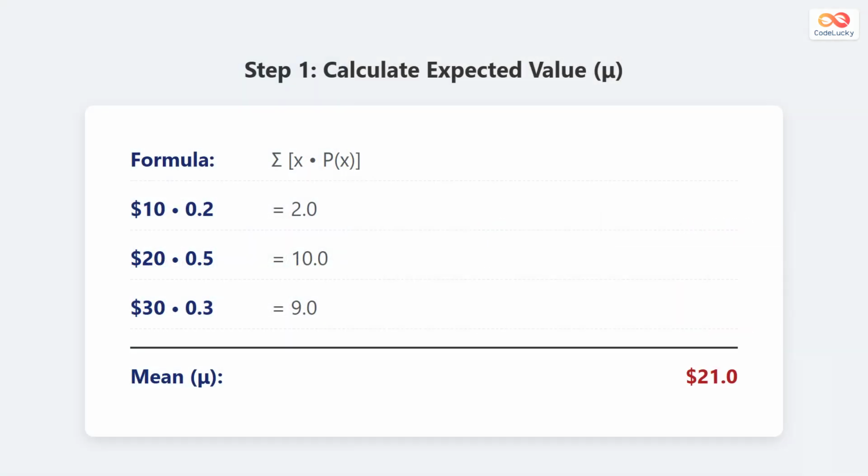Step 1 is finding the mean. We multiply each value by its probability. 10 times 0.2 is 2. 20 times 0.5 is 10. 30 times 0.3 is 9. Adding these together, we get an expected average return of $21.